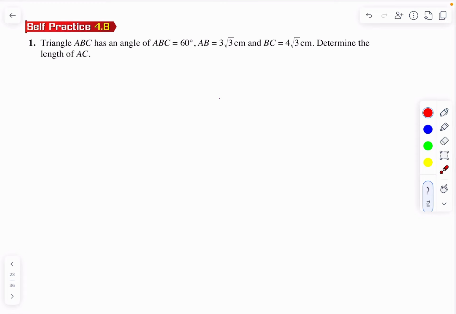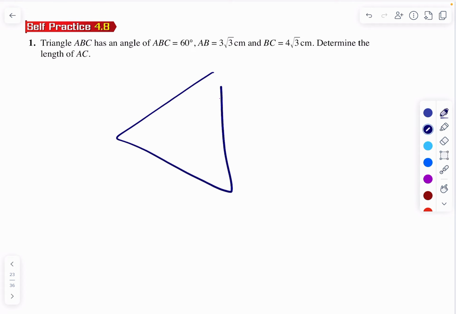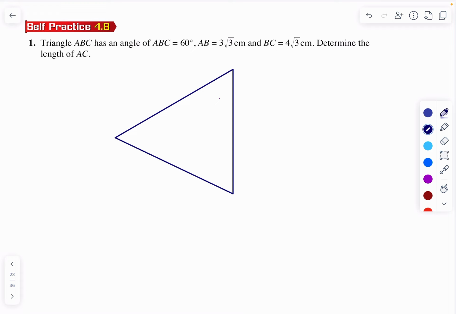Self-practice 4.8. Question 1. Triangle ABC. Right, let's try to draw a triangle. A, B, and C has an angle ABC of 60. ABC means the angle will be right at the middle, at B, 60. AB is 3√3. BC is 4√3. Determine the length of AC.